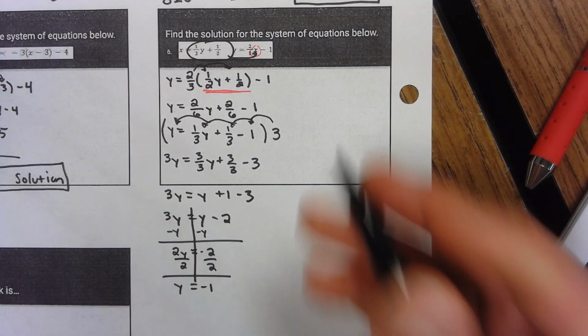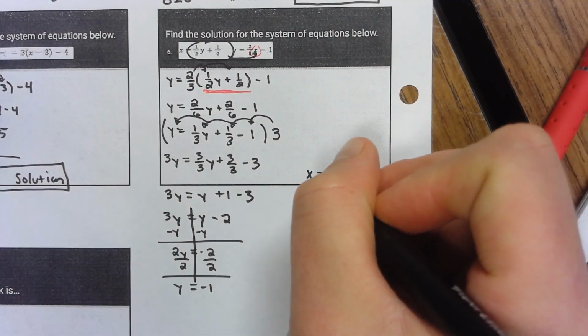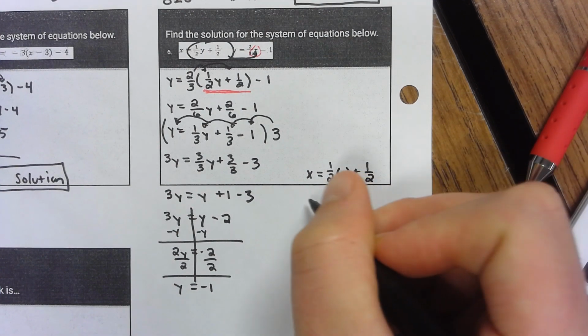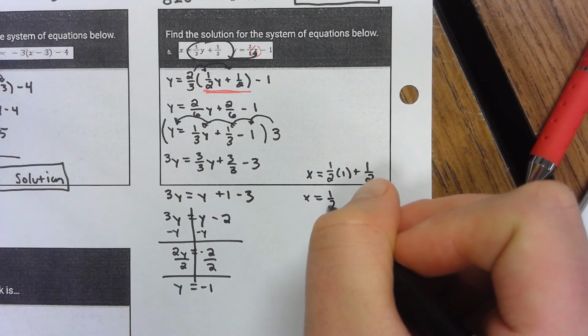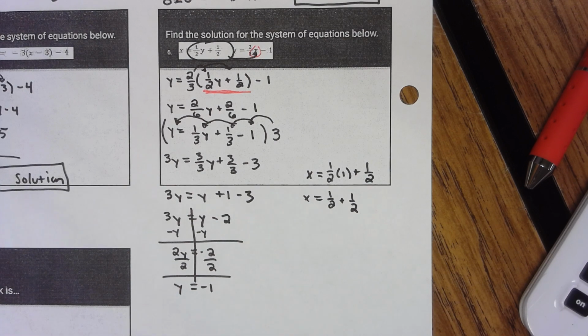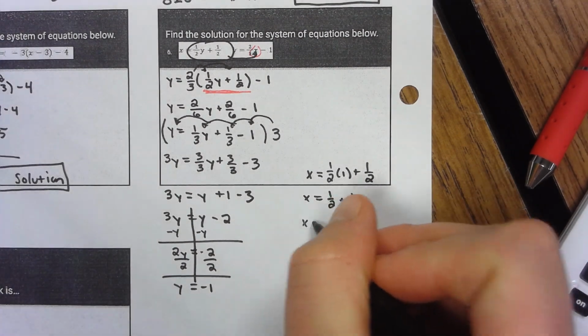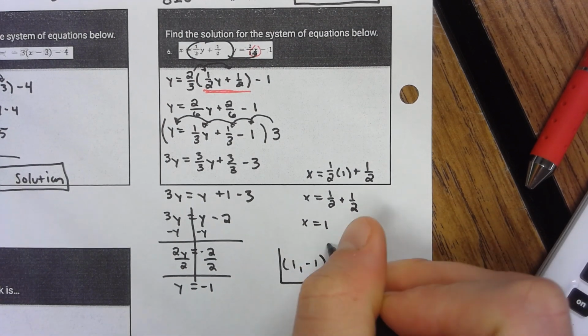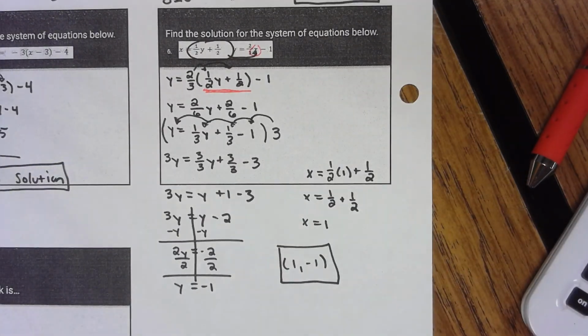I'm going to pick the one where x is already by itself. So 1/2 times negative 1 plus 1/2. I know 1/2 times 1 is still 1/2. And then 1/2 plus 1/2. If I have a half and I add another half, 2 halves, which is just 1. Again, the calculator can do that for you. So 1, negative 1 is your answer there. All right, don't shy away from the fractions. I know it makes it harder.